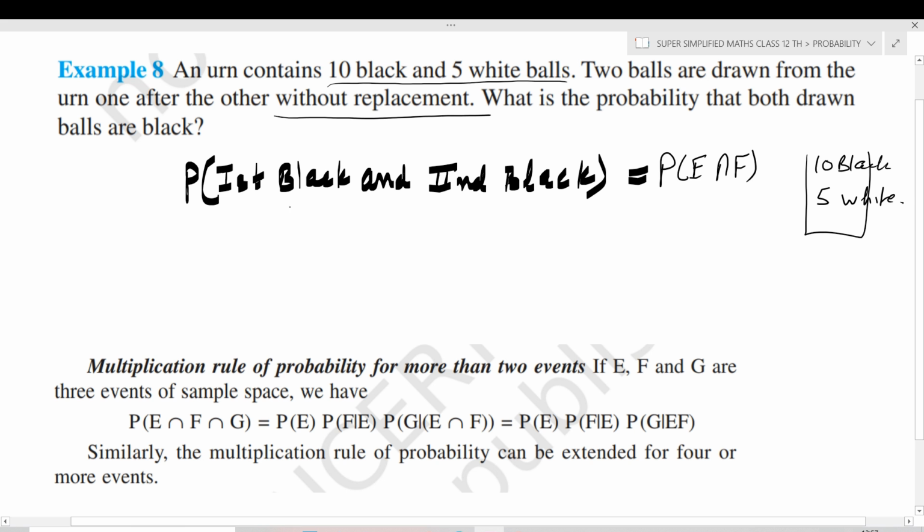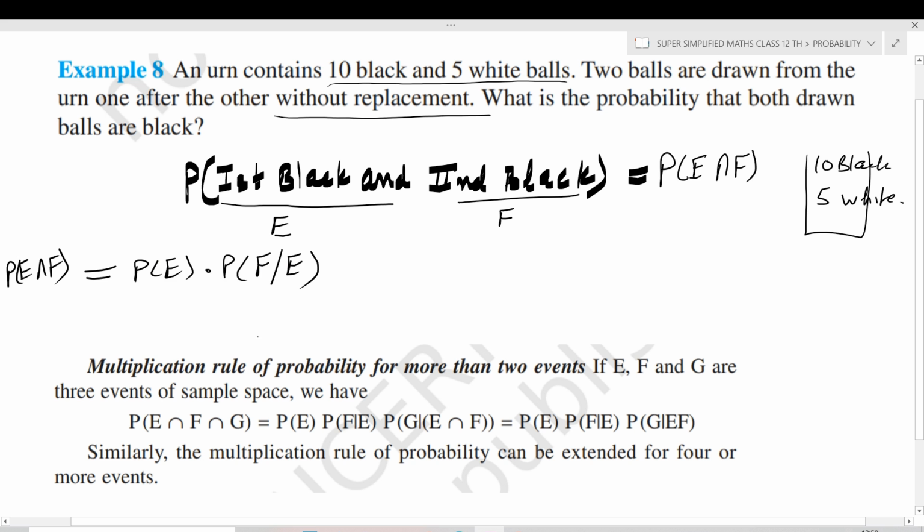Now listen, let us assume that the event of getting first black ball is E, and the event of getting second black ball is F. So we want to know the probability of E intersection F by the multiplication theorem of probability, not the theorem of total probability. The probability of E intersection F will be probability of E into probability of F, with the condition that E has already occurred. So I have to first write the probability of taking out first black ball.